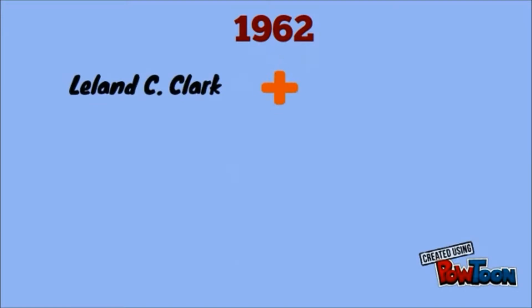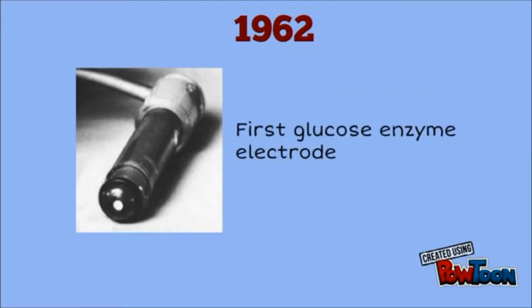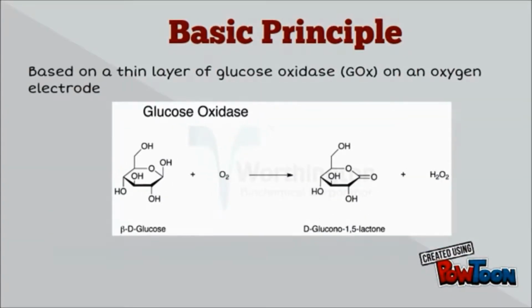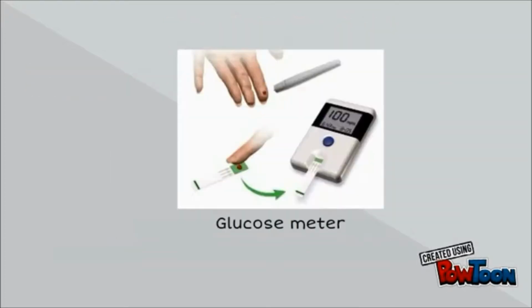The history of biosensors began in 1962, when Clark and Lyons from Cincinnati Children's Hospital developed the first glucose enzyme electrode. The basic principle of this biosensor was based on a thin layer of glucose oxidase on an oxygen electrode. Thus, the readout was the amount of oxygen consumed by glucose oxidase during the enzymatic reaction with the substrate glucose. Today, many people, especially diabetic patients, rely on Clark's original glucose sensor concept for self-monitoring.